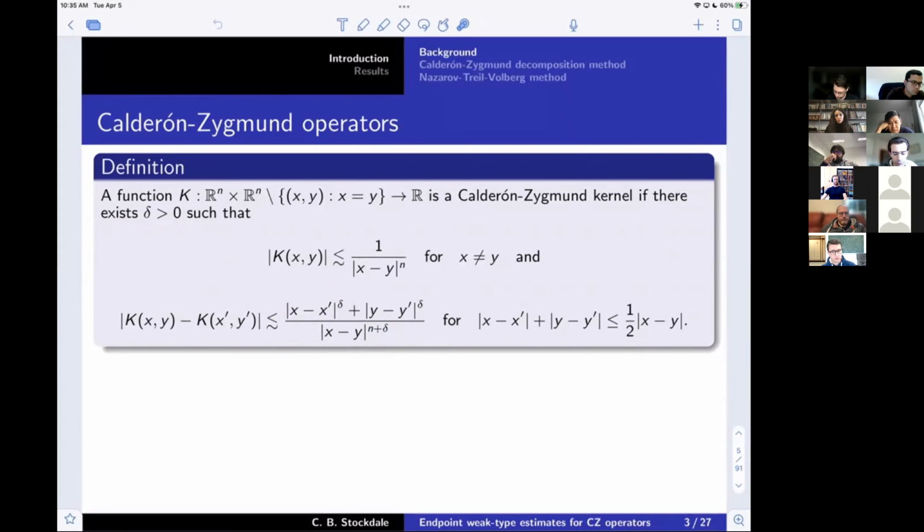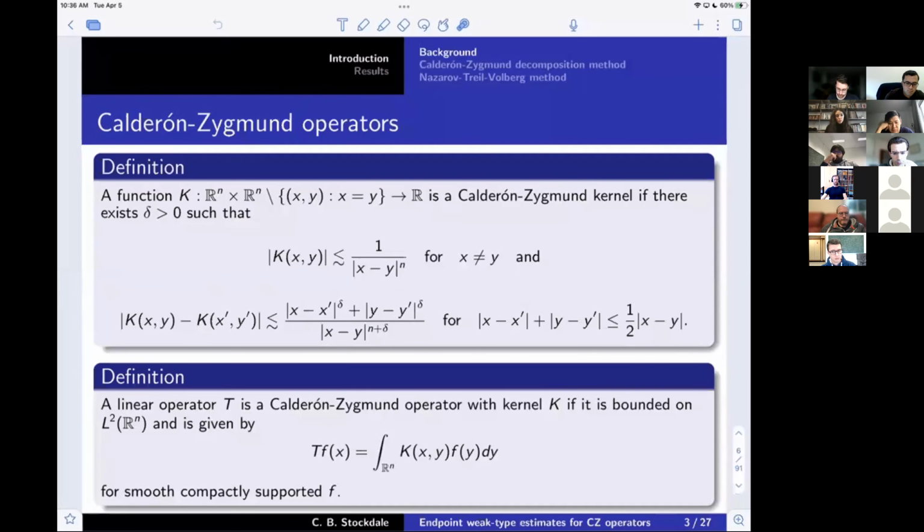So given one of these functions, you can define a Calderón-Zygmund operator. The Calderón-Zygmund operator is going to, in an appropriate sense, be defined by integration. Take your input function, multiply it by your kernel, and you integrate that with respect to y. So the y dependence is gone, and now this is a function of x. This is how the operator is going to be defined. You assume a priori that the operator is going to be bounded on L2, and this is an appropriate representation of our operator.